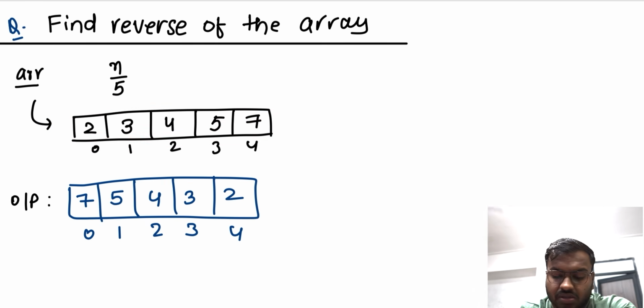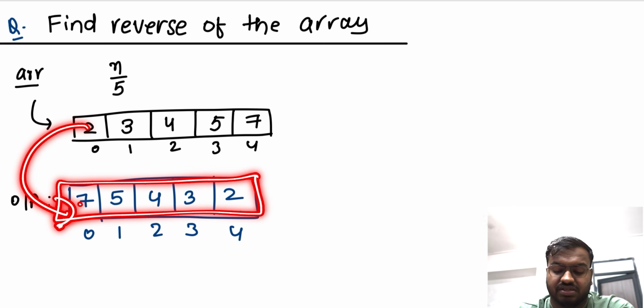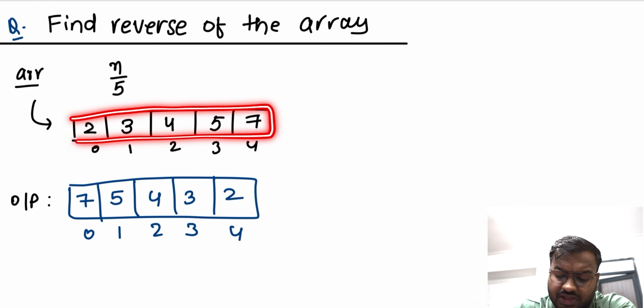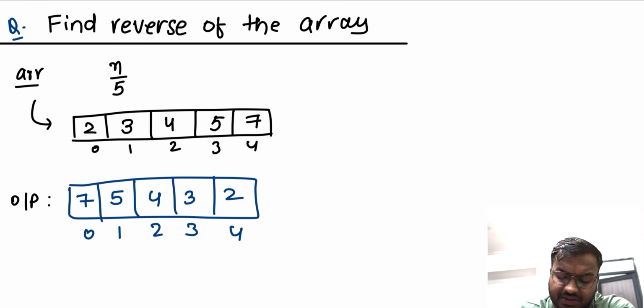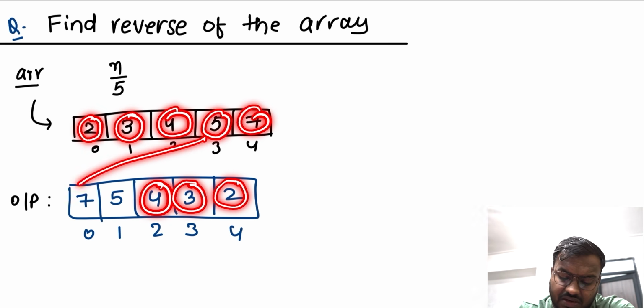So in this case, array modification is mandatory, so that your actual array should look like this: 7, 5, 4, 3, 2. I hope the problem statement is clear. Now let's move to the intuition. If you observe this input and this output very carefully, you will see that the first element has been moved to the last, the second element has been moved to the second last, the third element has been moved to the third last, and in the same way they have been moved.